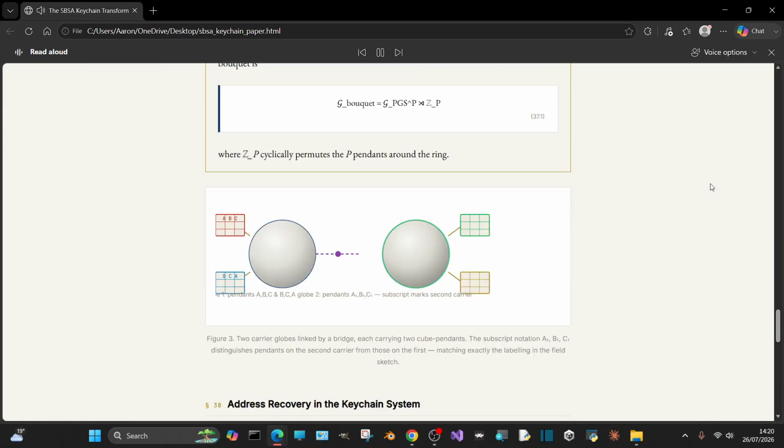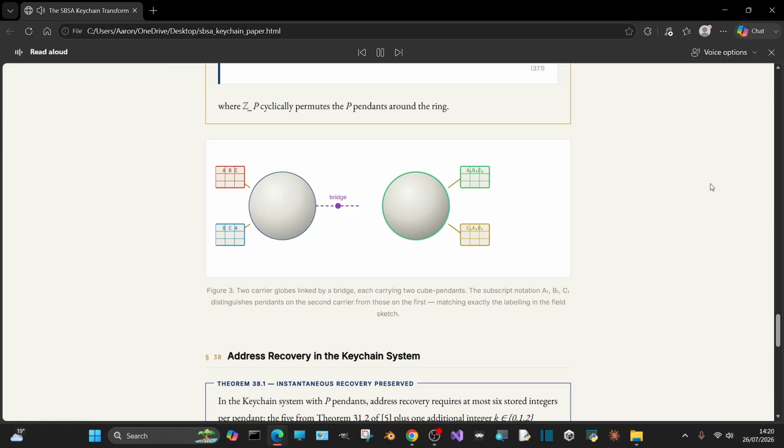ABC BCA bridge ABC CAB. Globe 1, pendants A, B, C and B, C, A. Globe 2, pendants A, B, C, subscript marks second carrier. Figure 3. Two carrier globes linked by a bridge, each carrying two cube pendants. The subscript notation A, B, C distinguishes pendants on the second carrier from those on the first, matching exactly the labeling in the field sketch. Section 38 Address recovery in the keychain system.